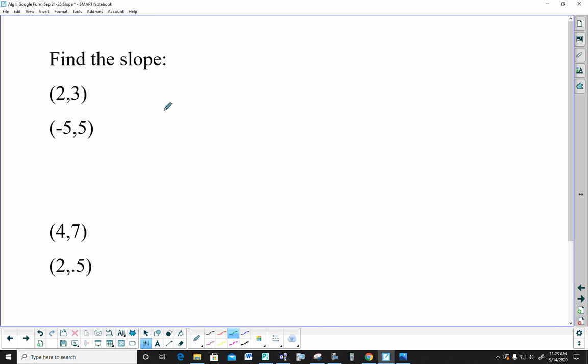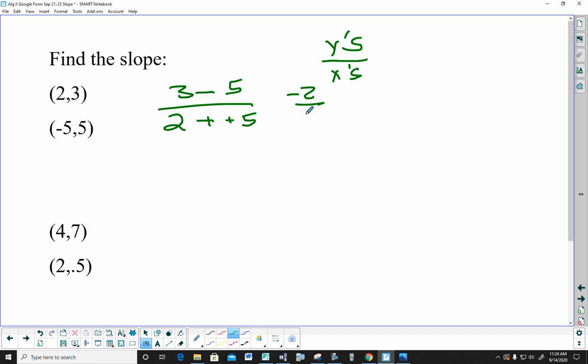Okay, find the slope. I usually draw this because I'm used to making lots of arithmetic errors. So that's just a habit I've got myself into. So 3, 5. The y's on top. Remember, it's the change in the y's over the change in the x's. So y's go on top, 3 and 5. X's go on bottom, 2 and negative 5. That's what I'm talking about. I make arithmetic errors if I don't draw that first. So that goes plus. So 3 minus 5 is negative 2 over 7. And that's your answer. Don't write it as a decimal. Leave it as negative 2/7.